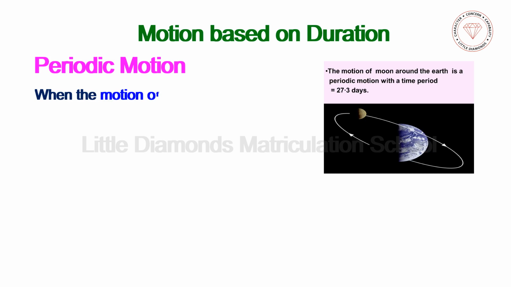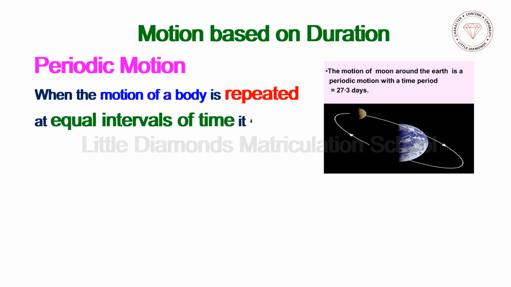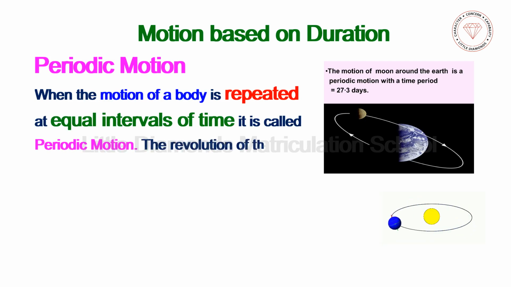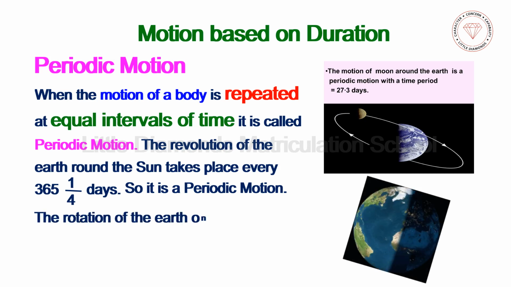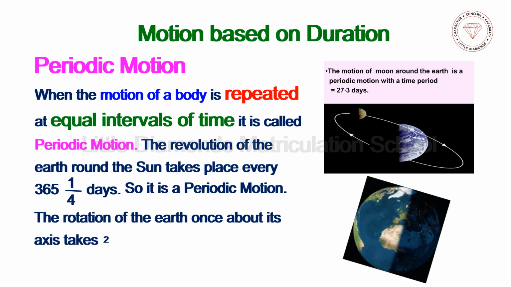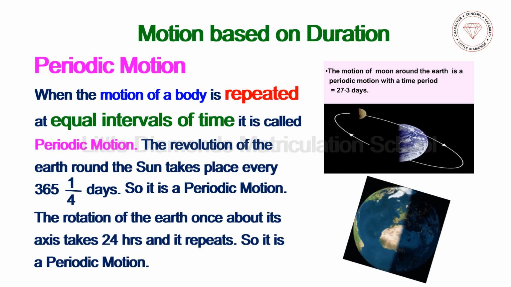When the motion of a body is repeated at equal intervals of time, it is called as periodic motion. The revolution of Earth round the Sun takes place for every 365 and 1/4 days. So the interval of time is the same and it is called as the periodic motion of the Earth. We know that the rotation of the Earth once about its axis takes 24 hours and it repeats. So it is a periodic motion.